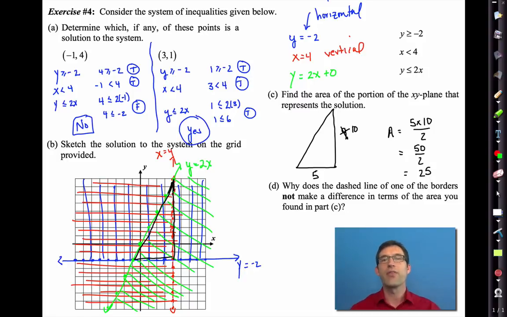Now I really like thinking about the last question, letter D. Why does the dashed line of one of the borders, and that's this border, my x equals 4 border, make no difference in terms of the area? All right, think about that for a second. This is actually a little bit of a tricky question. I just dropped my pen. But think about why the dashed line doesn't make a difference in terms of the area. All right, pause the video now.